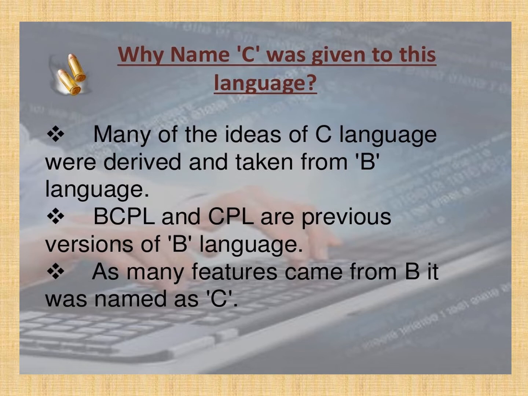Why was the name C given to this language? Many of the ideas of the C language were derived from the B language. BCPL and CPL are previous versions of B. As many features came from B, it was named C. Now we know how the name C is derived.